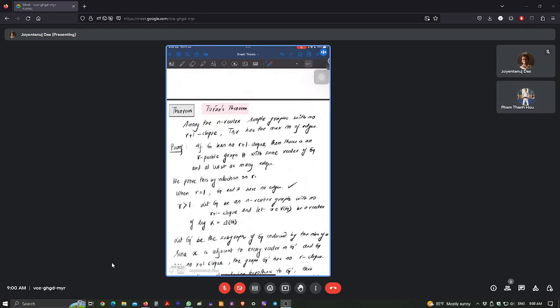The next theorem is Turan's theorem. If I consider all n-vertex simple graphs with no r plus one clique, then this Turan graph has the maximum number of edges. An r plus one clique is the complete graph on r plus one vertices. So if it does not have an r plus one clique as a subgraph, then the Turan graph is the graph with the maximum number of edges.